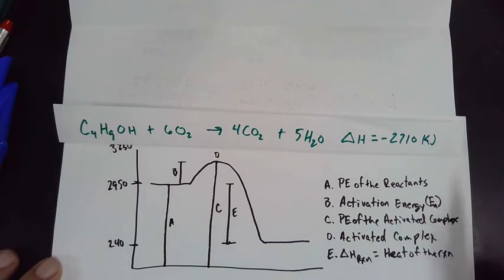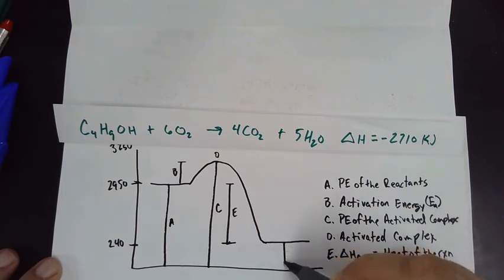Everybody cool with this so far? E is equal to delta H. You notice I'm changing all the letters around from the way we've done it before. That's because I don't want you guys to think that the letter is the label. The delta H is equal to the heat of the reaction. What is F going to be? The potential energy of the product.